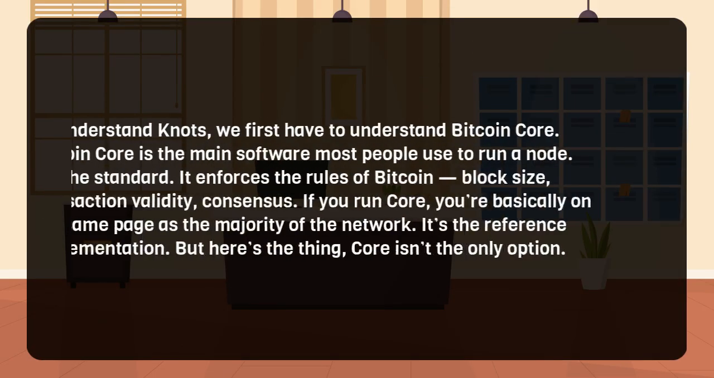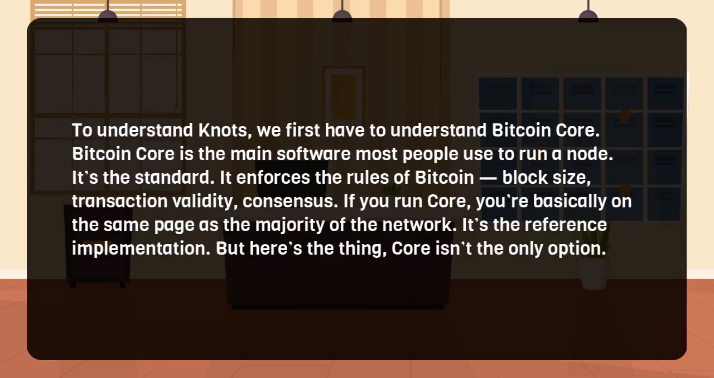To understand Knots, we first have to understand Bitcoin Core. Bitcoin Core is the main software most people use to run a node. It's the standard. It enforces the rules of Bitcoin: block size, transaction validity, consensus. If you run Core, you're basically on the same page as the majority of the network. It's the reference implementation. But here's the thing, Core isn't the only option.